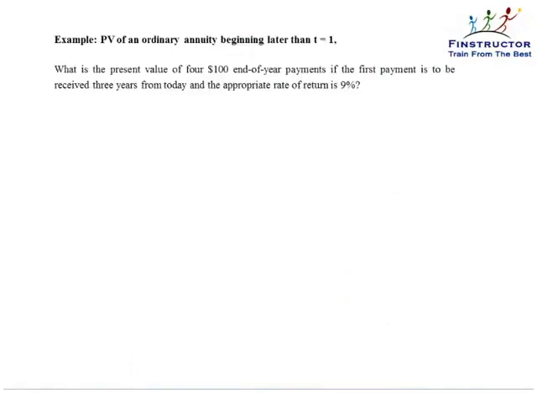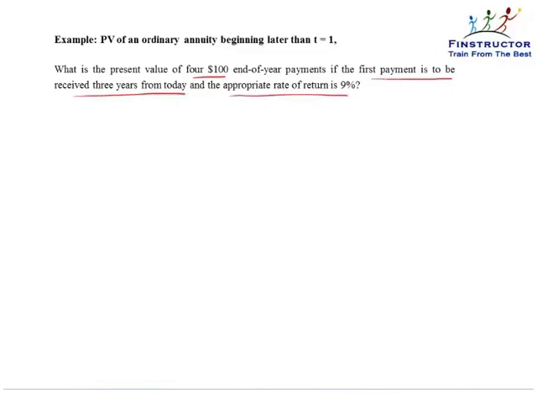So we'll now start to complicate things a little bit. The question says, what is the present value of $4 end of year payments if the first payment is to be received 3 years from today and the appropriate rate of return is 9%?